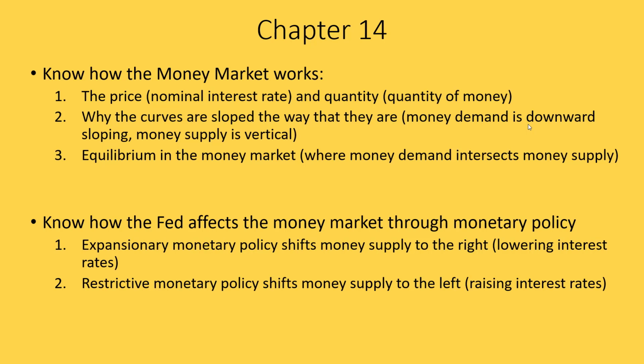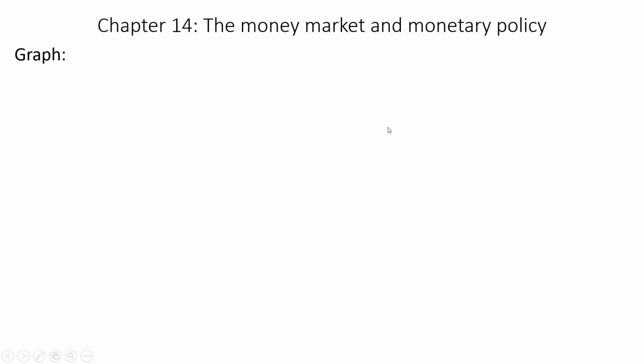Also, make sure you know how the Fed affects the money market through monetary policy. Right, remember that expansionary monetary policy is designed to shift money supply to the right by increasing money supply through the 4 ways we just talked about in Chapter 13, and this will lead to lower interest rates. Restrictive monetary policy is designed to decrease money supply or shift that money supply curve to the left, again using those 4 ways that we talked about in Chapter 13, and that is going to end up raising interest rates. For a graphical description of how that works, let's go ahead and draw it out.